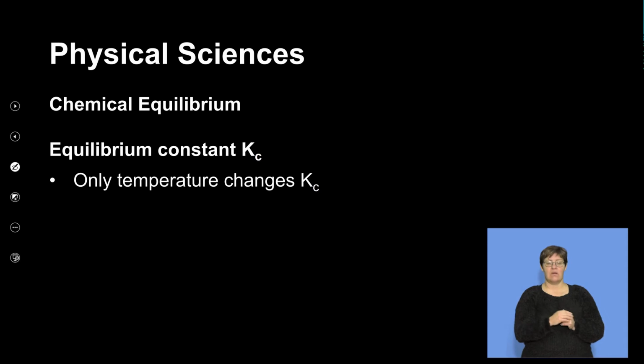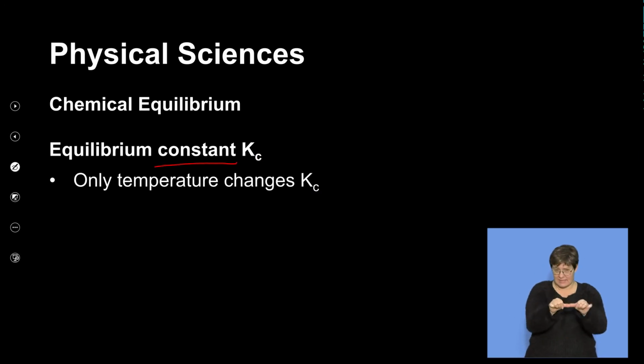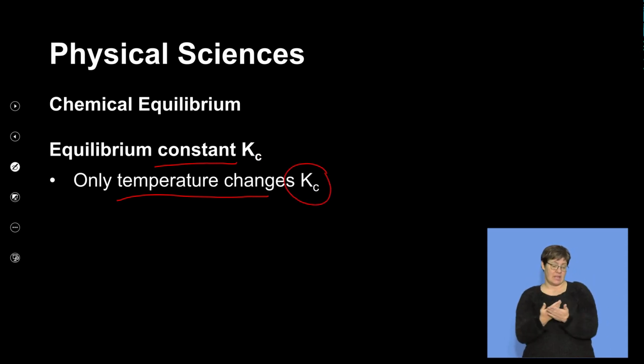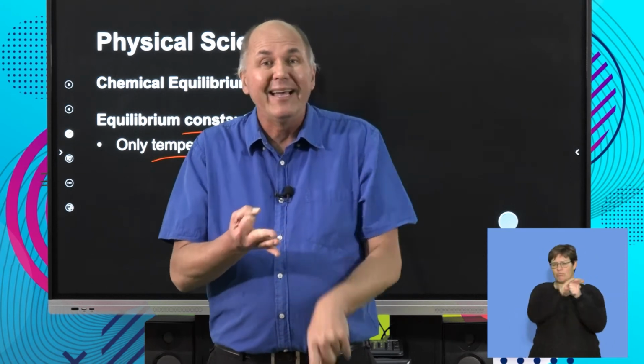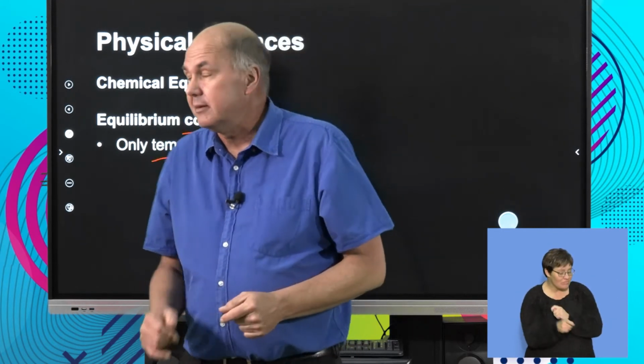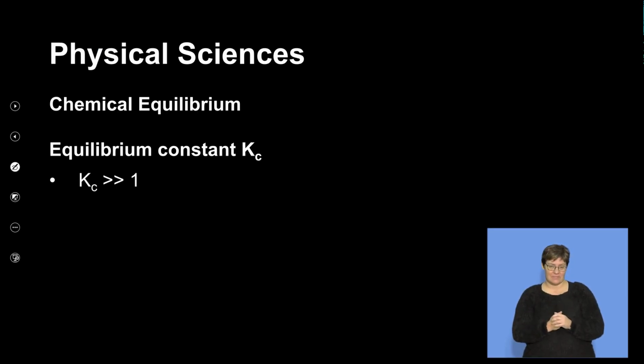When we're talking about the difference in numerator and denominator, I need you to understand this is a constant, except when we change the temperature. If you change the temperature, the Kc can change. But it's the only thing that will change the Kc. If you change concentration, you change pressure, you add a catalyst, you're not going to change the value of the Kc. It's only temperature that will do that. So please stress that.